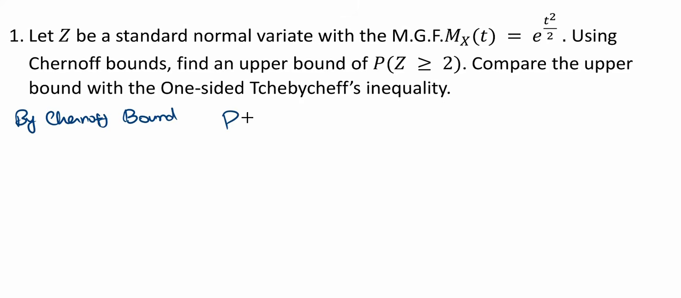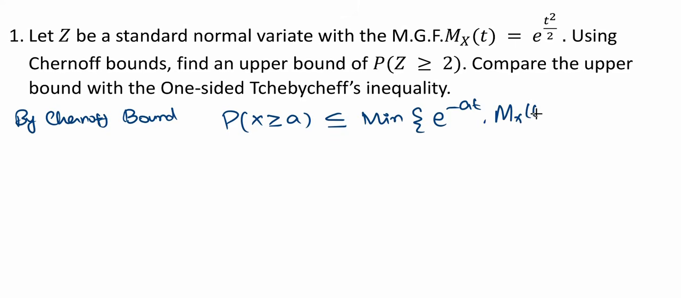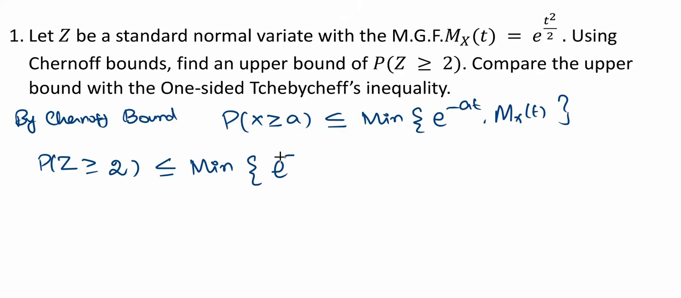we have probability of X greater than or equal to a has to be less than or equal to the minimum of e power minus at into M_X(t), that is our moment generating function. The question asked is greater than or equal to 2, so in place of a, I have 2. So this will be less than or equal to the minimum of e power minus 2t. And what is our M_X(t) that has been given to us for the standard normal variate? It is e power t squared divided by 2.